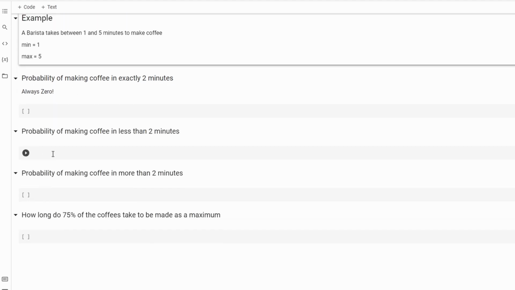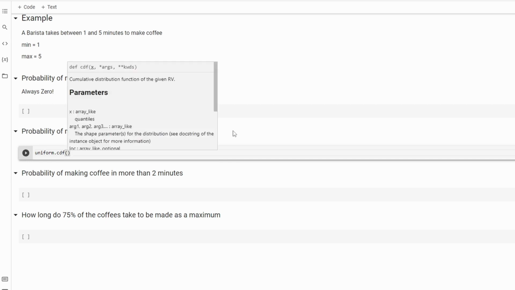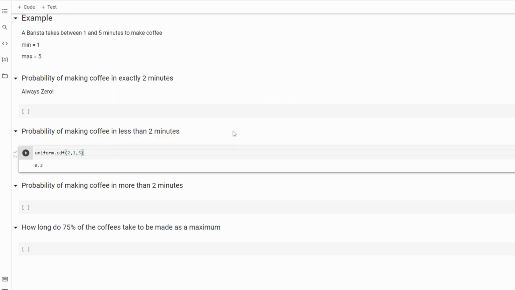The next one we're going to look at is probability of making coffee in less than 2 minutes. So what we're going to type here is uniform.cdf, and then the first number is our 2 minutes, the one we're looking for. Second one is the minimum, just 1, and the third one is the maximum, which is 5. We let it run, and it's 0.2. Well, it's 20%.